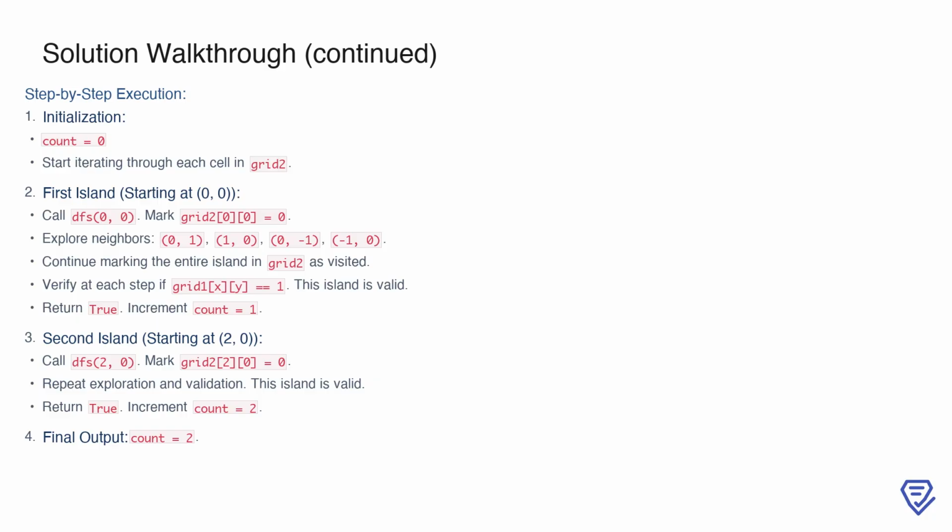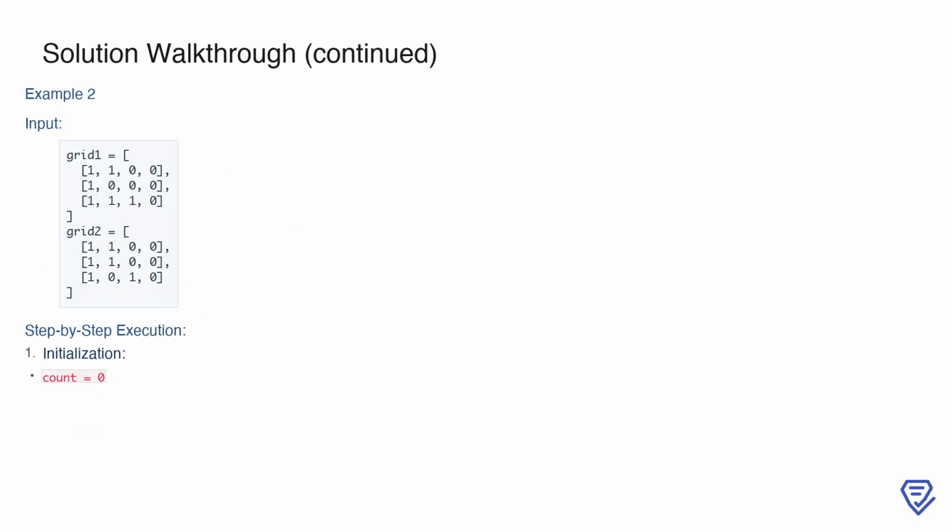Similarly, for the second island starting at 2, 0, we follow the same process, marking cells as visited, validating against grid 1, and confirming it as a subisland. After incrementing count again, the final result for this example is count equals 2. Now, let's take a look at another example with different grids.